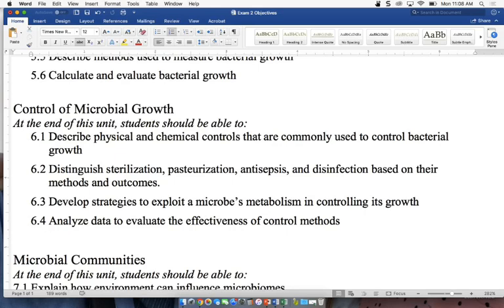Develop strategies and then analyze data. And this kind of goes along with what we talked about last week on Monday and Friday, where we measured zones of inhibition, talked about minimal inhibitory concentrations calculated by the broth dilution assays, and how we might make a decision as to which of the 2 chemicals or 3 chemicals is the best at inhibiting a microorganism. Questions there?